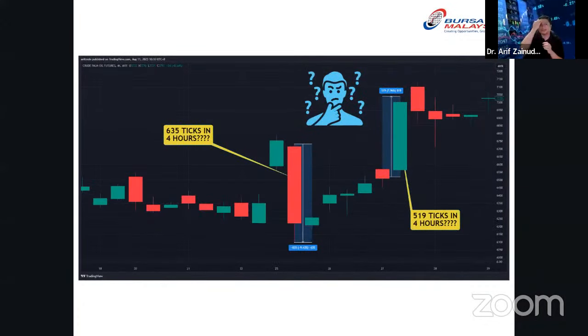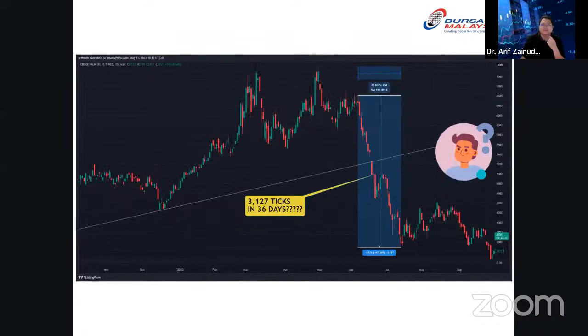Now let's look at the next slide. This happened in April 2022, last year. The price dropped 635 ticks in 4 hours, and a few days after that, it went up 519 ticks in 4 hours. What was the cause? Anybody knows? 635 ticks in 4 hours. You times that with 25 ringgit, how much money is that? Such a huge price range happening within a short time. What happened at that time was because of Indonesia. Yes, correct. Indonesia banning and then lifting back the ban for CPO.